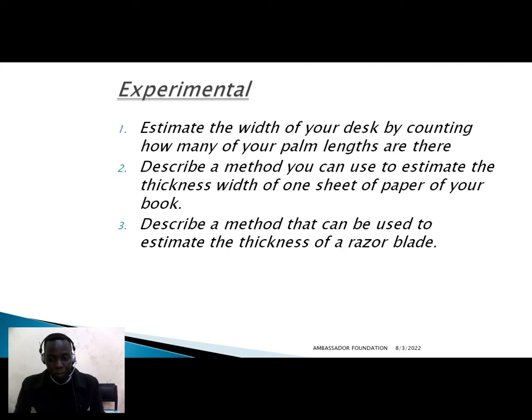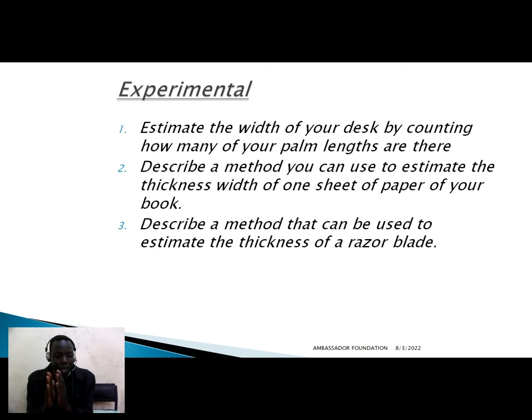Describe a method that can be used to estimate the thickness of a razor blade. Now this one, you will require several razor blades, like 10, 15, 20, because it's so difficult to measure one. Just like what we have done with the sheets of paper, you require several razor blades, like 20. If there are 20, of course, they will be somehow thick. It will give you a reasonable thickness that you can measure the length.